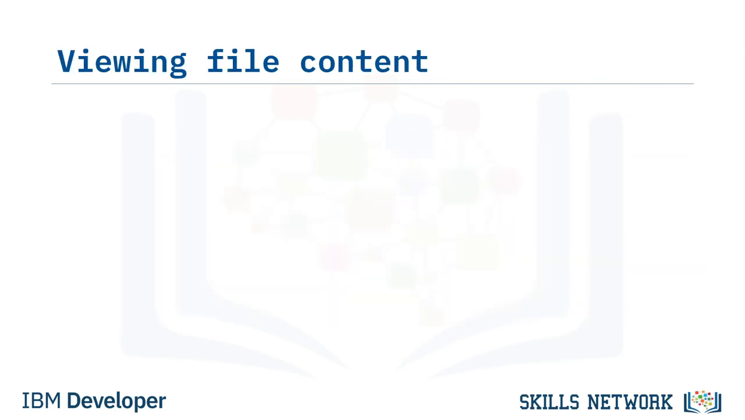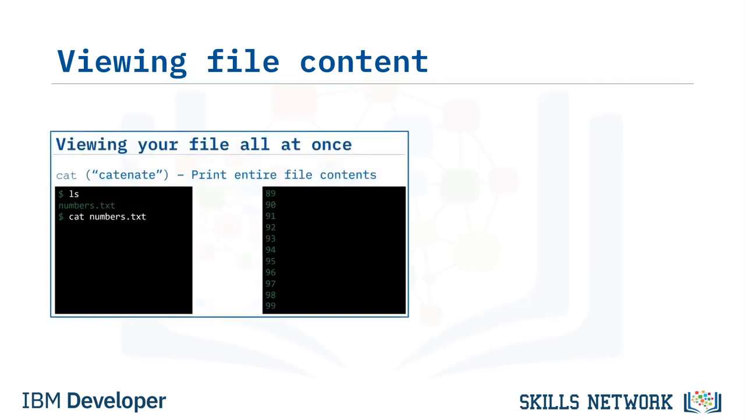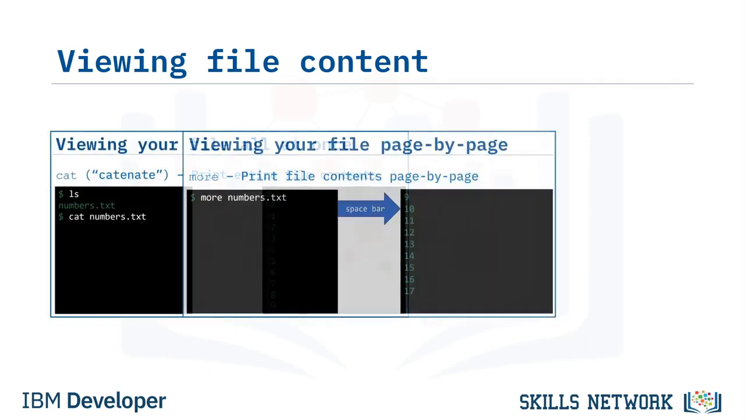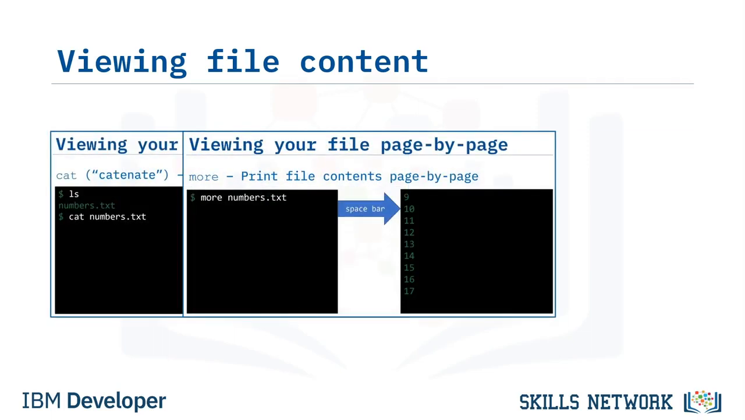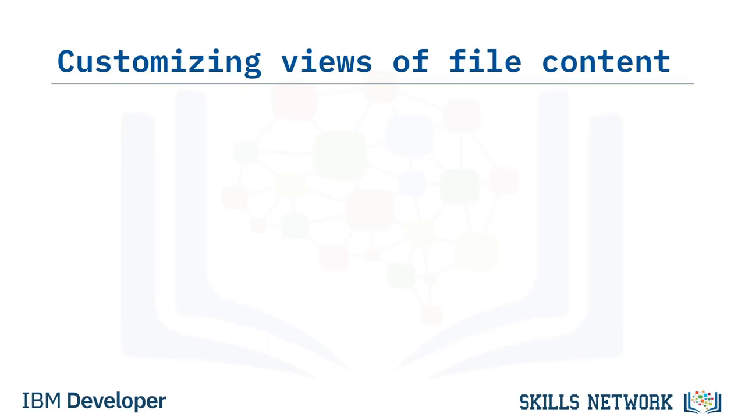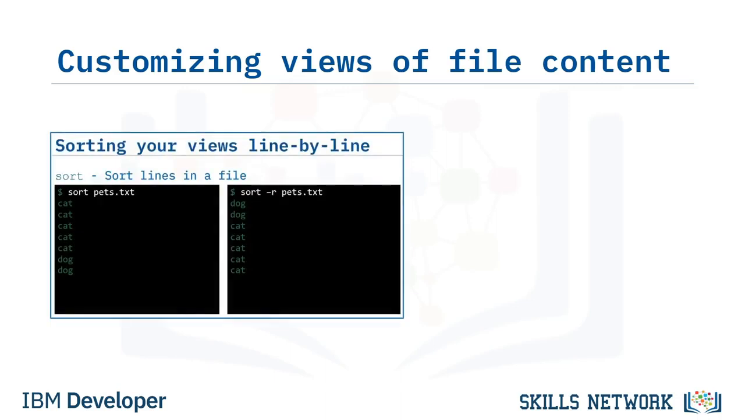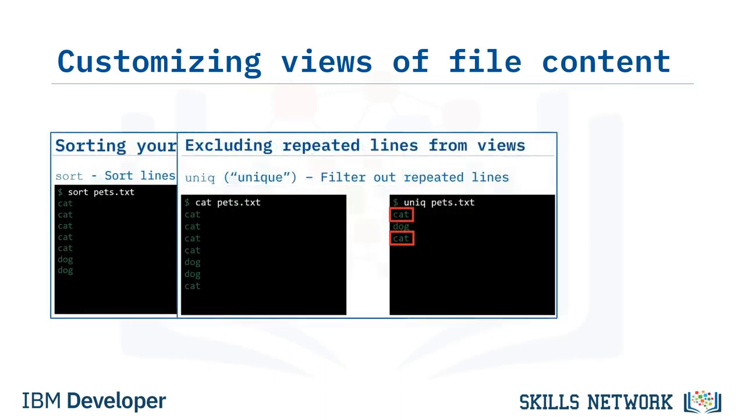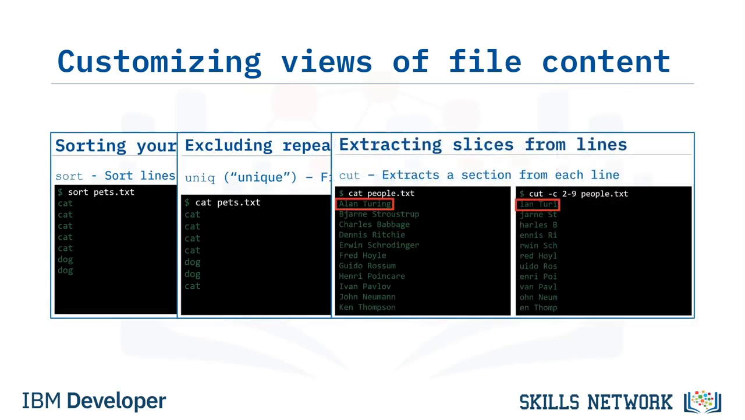You will learn how to view the contents of your files in various ways, for example, using the cat command and the more command. You will also discover how to get useful summary information about the contents of your files. You will also gain experience with creating customized views of your file contents, for example, by sorting the contents line by line, excluding repeated lines from the view, and extracting particular sections from each line.